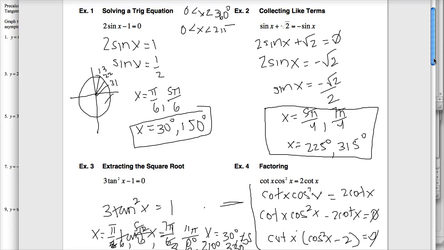You actually get to see the unit circle in front of you for your quizzes and your exams and all that stuff. So that's how to solve an equation with trig functions in it.